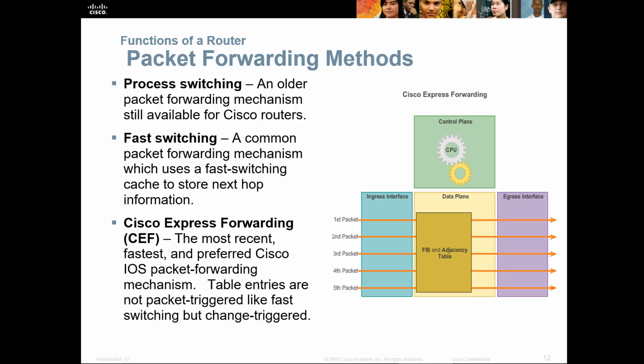They're being replaced by Cisco Express Forwarding, CEF. This is the most recent, fastest, and preferred method for packet forwarding. The table entries are not packet triggered like fast switching, but change triggered. We're going to get further in depth with this, just not right now. I wanted to point out that there are different forwarding methods.